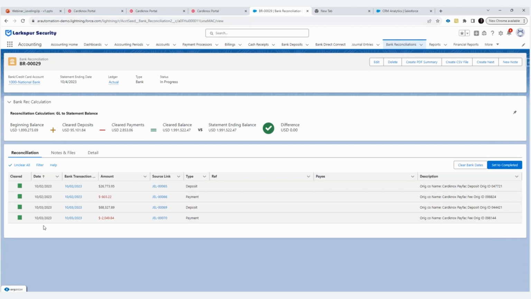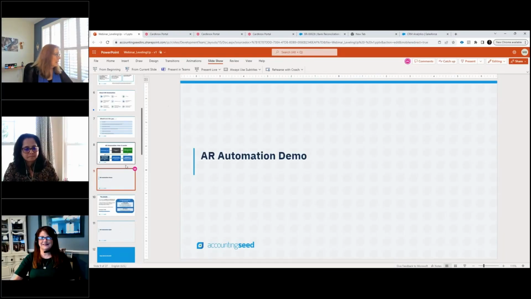So again, I'm showing you the after effect. All of this happened under the hood. All of this was automated. So from the moment that a customer makes a payment, everything was recorded in Accounting Seed, matched up and reconciled. Okay. So let's go back here to the slide deck.